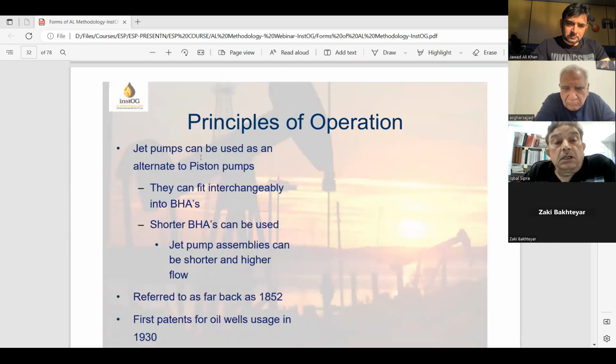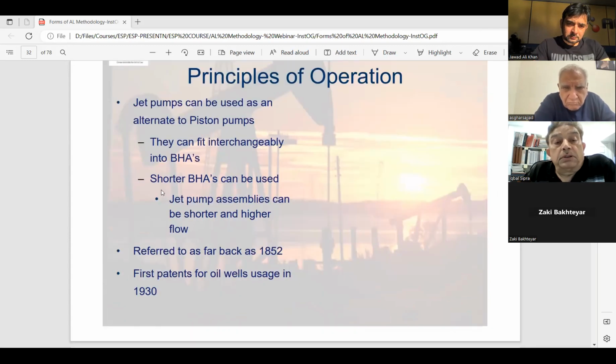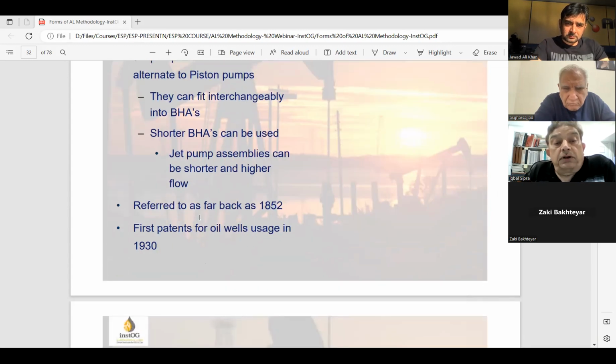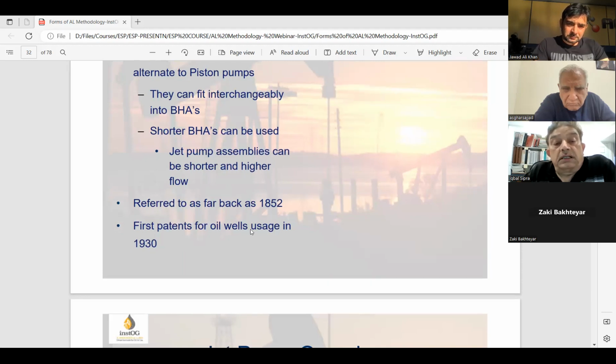Principles of operation: a jet pump can be used as an alternative to piston pumps. They can fit interchangeably into bottom assemblies. A short bottom assembly can be used. Jet pump assemblies can be shorter and higher flow, referred to as the BAS 1852. The first patents for oil sand were used in 1930.